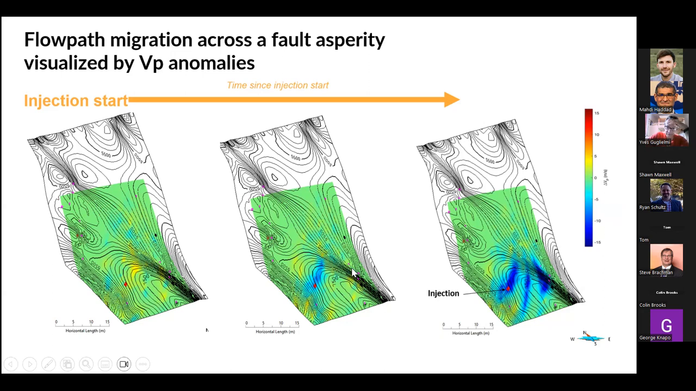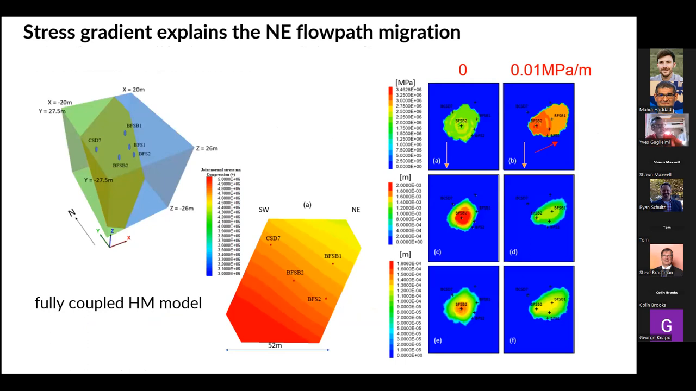But what is interesting is that it seems to be propagating, obviously, across one of these asperities that you see here. So then what we tried to understand is, why is the P wave anomaly propagating along the strike of the fault? Because it was not straightforward for us.